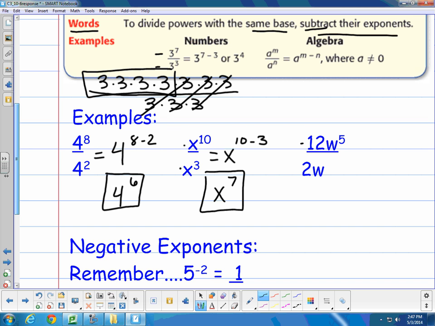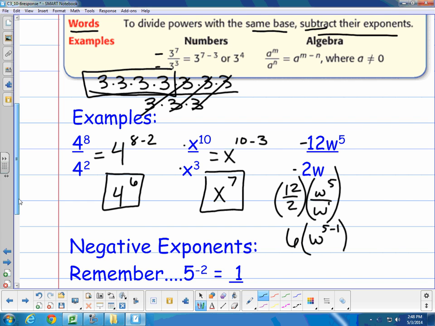So this one's going to look like I'm going to take my coefficients of 12 and 2 and divide those over here. It's like I'm multiplying those by my w to the fifth and my w, which is really just w to the first power. So what this looks like is I know 12 divided by 2 is 6. I also know that this is supposed to be a subtraction of the exponents. So I'm doing w to the fifth minus 1, which results in 6 times w to the fourth power.